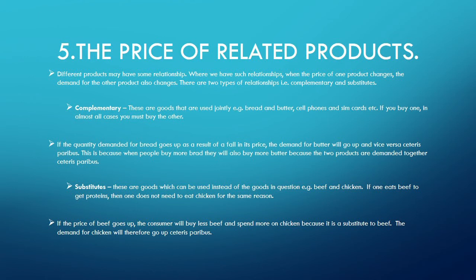While in case of complementary goods, the relationship is a negative one. They go in opposite direction. For example, when the price of bread goes up, the demand for butter goes down. They go in the opposite direction. When the price of bread goes down, the demand for butter goes up. That means the relationship is negative. When one goes up, the other one goes down. Ceteris paribus.